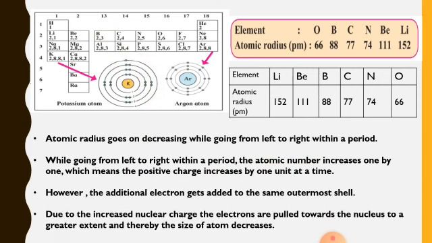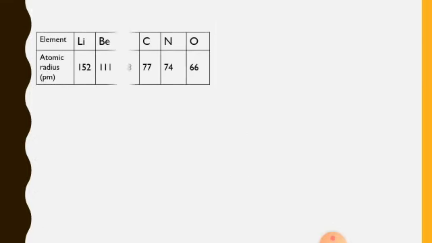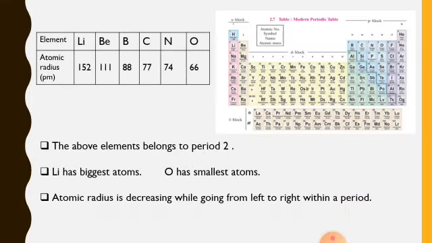Due to the increased nuclear charge, the electrons are pulled towards the nucleus to a greater extent and thereby the size of the atom decreases. The nuclear charge means the positive charge; the electrons get attracted towards the nucleus, and for that reason the atomic size, the size of the atom, decreases. So these are the elements. From this we will learn here, on page number 25, where it is given: use your brain power.